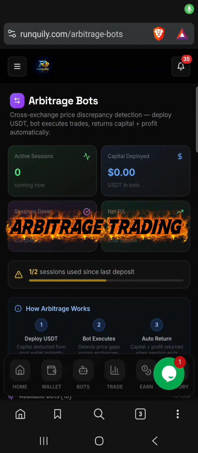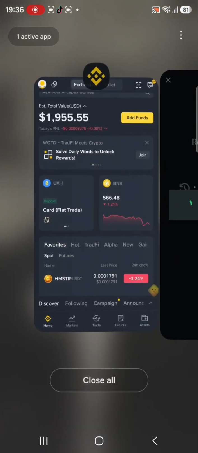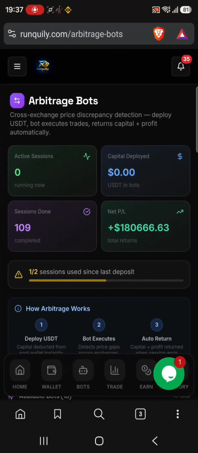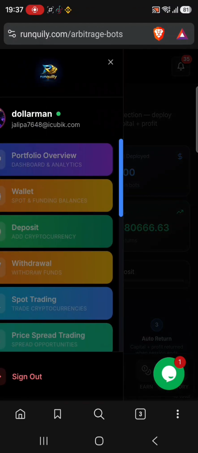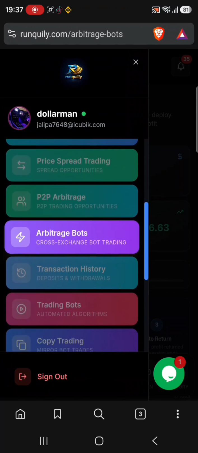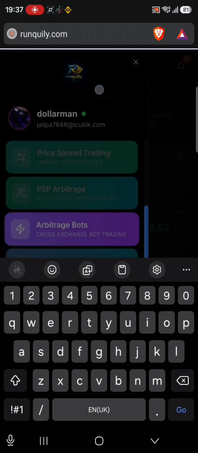What is crypto arbitrage trading and how does it work? Crypto arbitrage trading entails buying at a lower price on a centralized platform like Binance and selling at a higher price on a decentralized platform like Ranquilly. So you need two platforms, a centralized platform and a decentralized platform, and you can trade crypto arbitrage manually or using automated bots, which you can get on ranquilly.com.